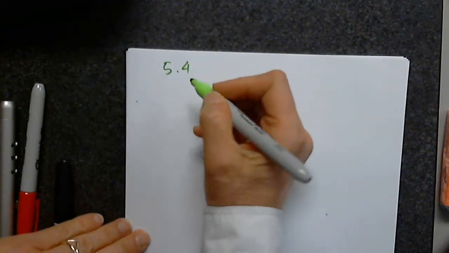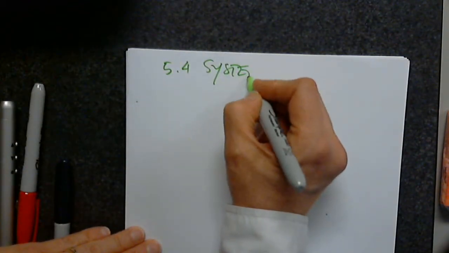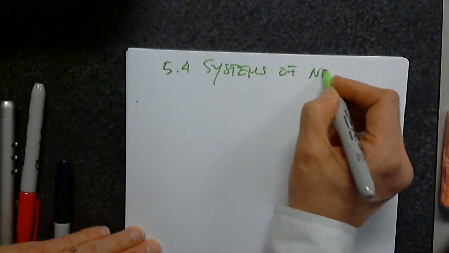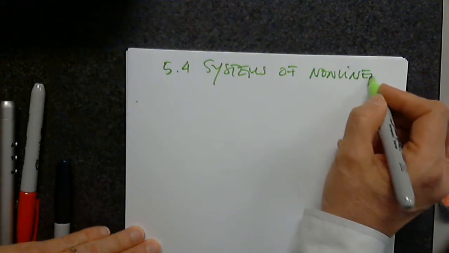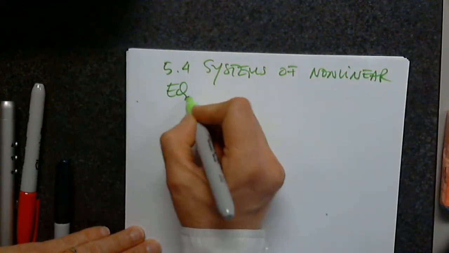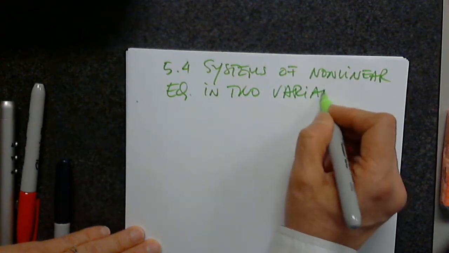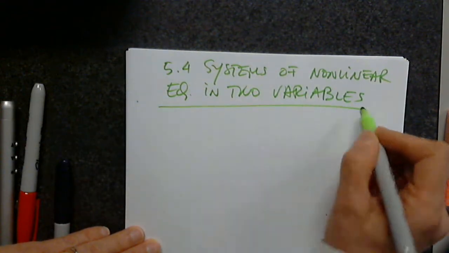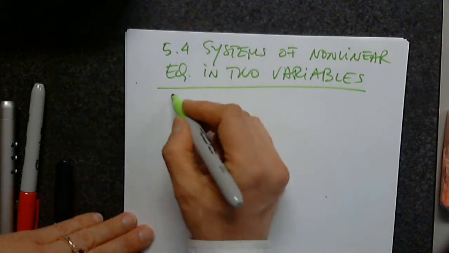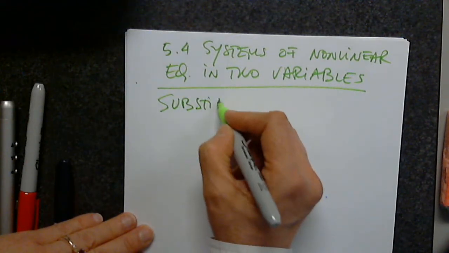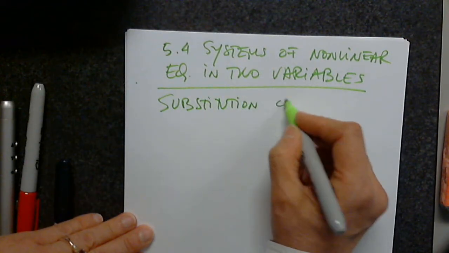5.4. Systems of nonlinear equations. Systems of nonlinear equations in two variables. The two methods are substitution or elimination.